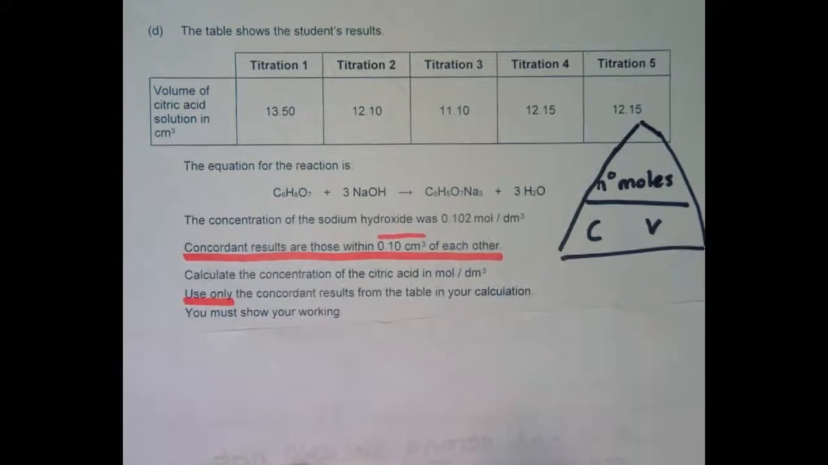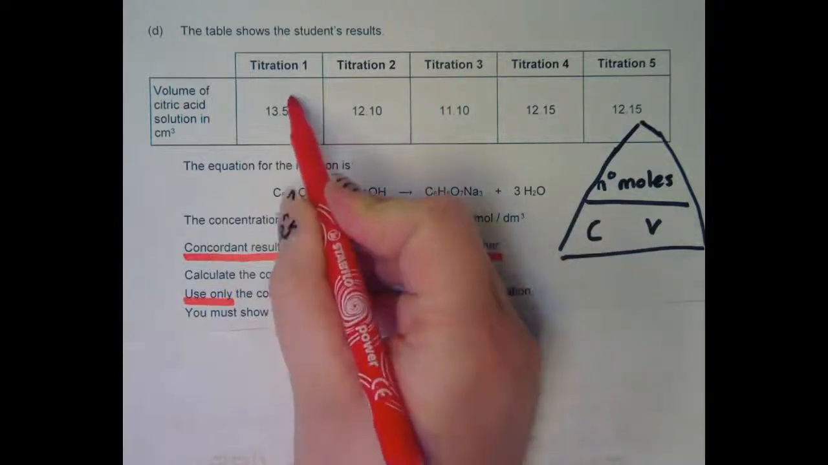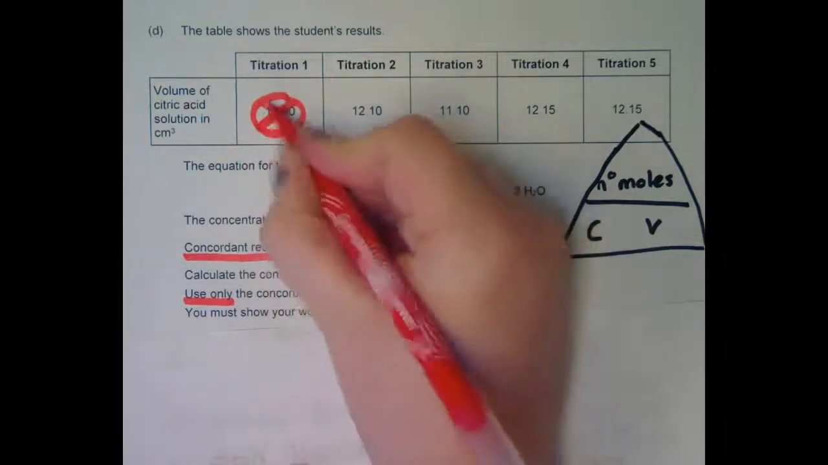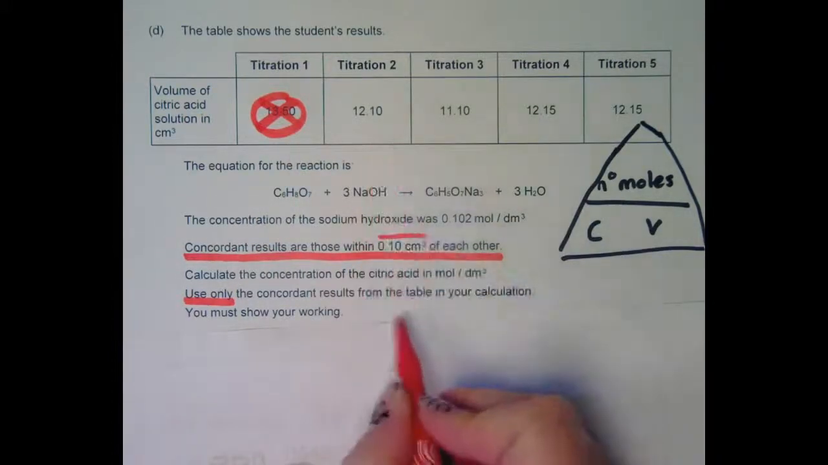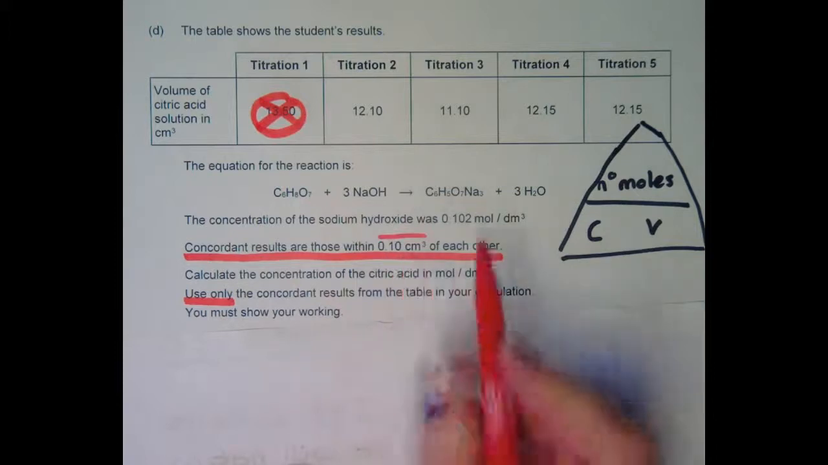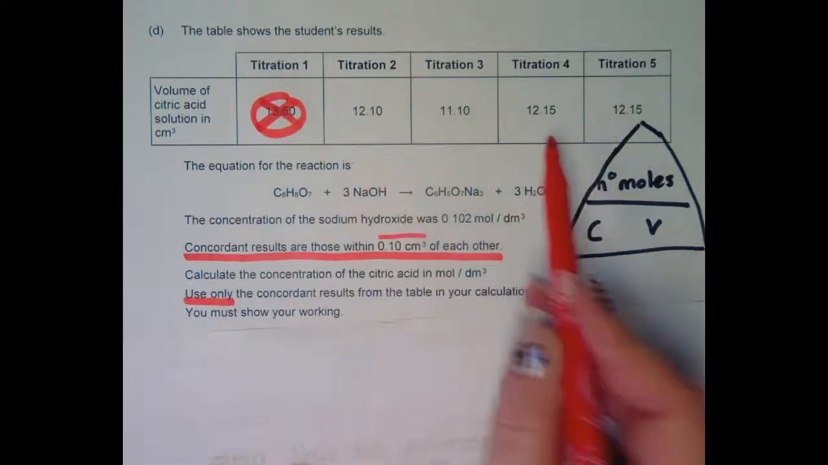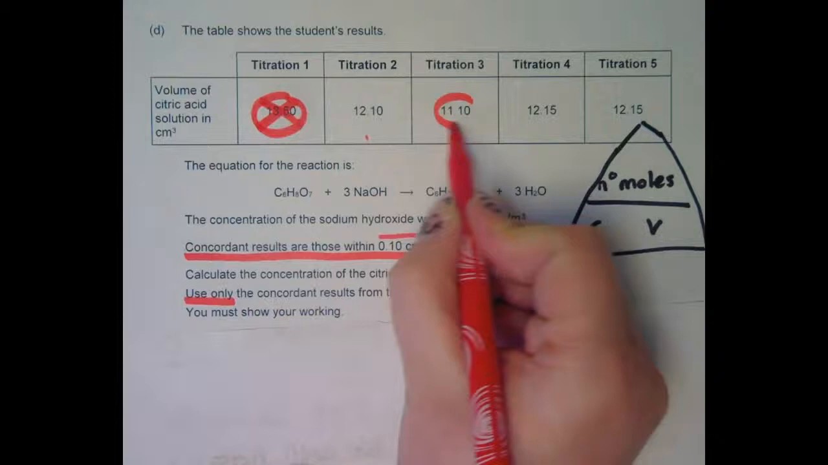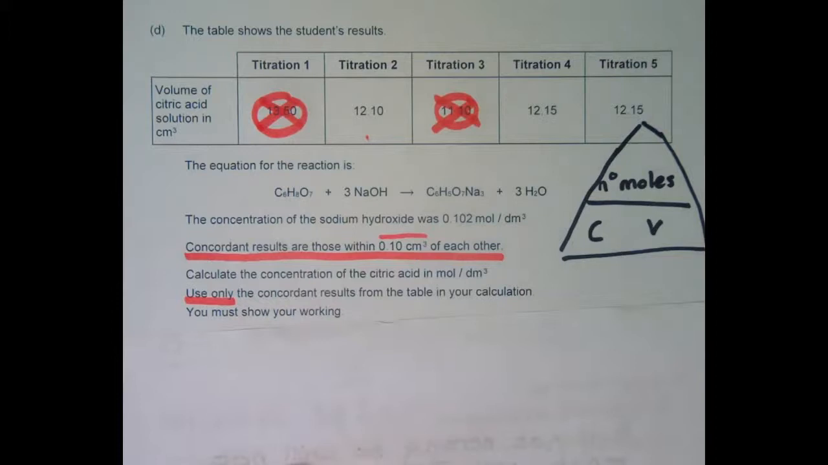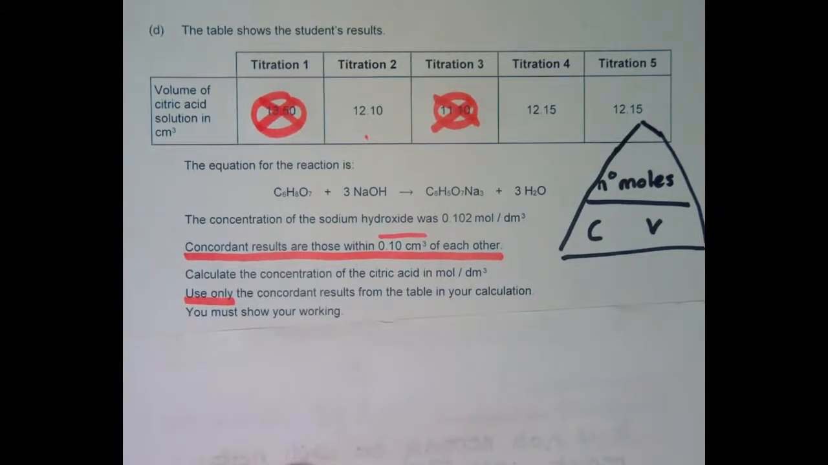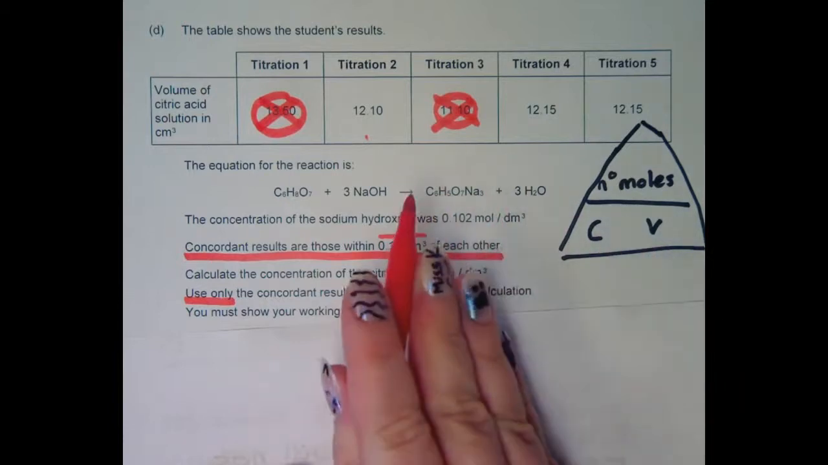So before we get going on anything, we're just going to get rid of the non-concordant results, essentially the anomalies. This one would be your very rough titration, so that is not concordant. It does not match with those others. We're looking for them to agree to 0.1. These two do not agree to 0.1. These two do, and these two do. So those 3 are fine to use. Those 2 we ignore in this calculation. We are not going to use that. We have removed the anomalies, we've removed the non-concordant results.